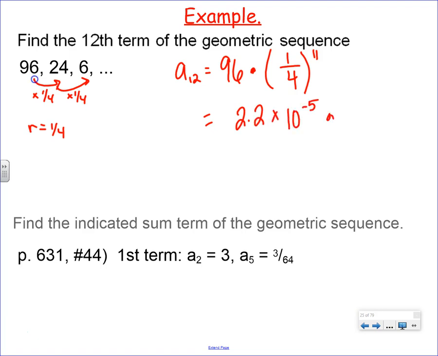Which would be the same, as you guys know scientific notation, right? Move it 5 times, which would be zeros. 1, 2, 3, 4. Oh, 2.3. Thank you.